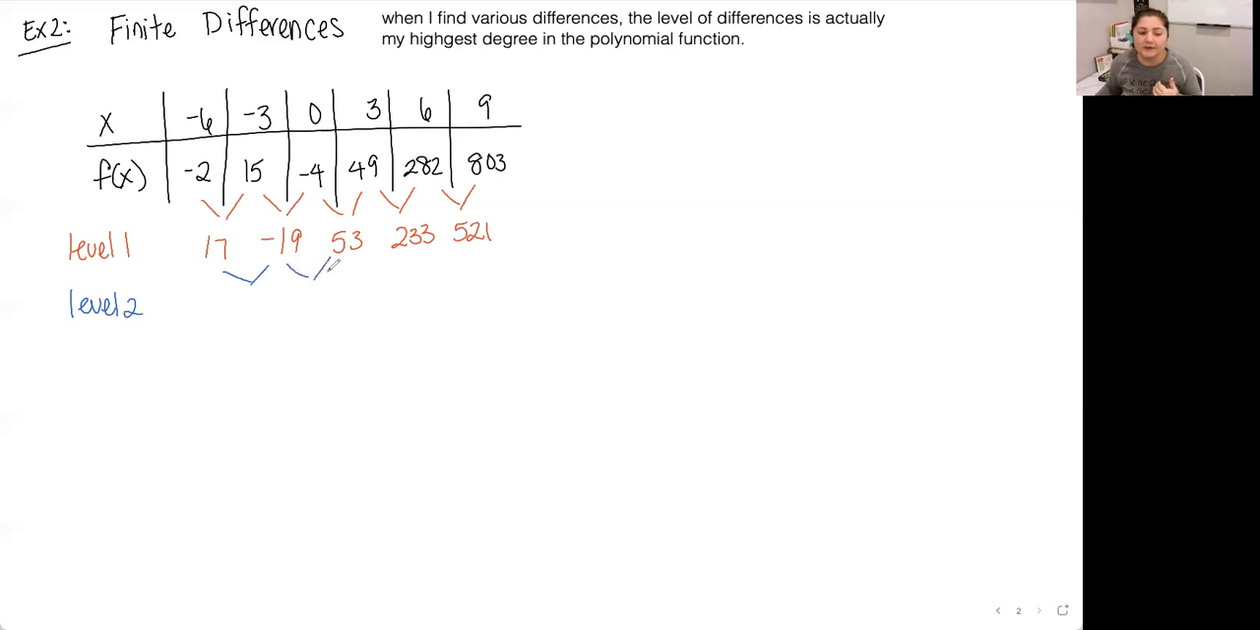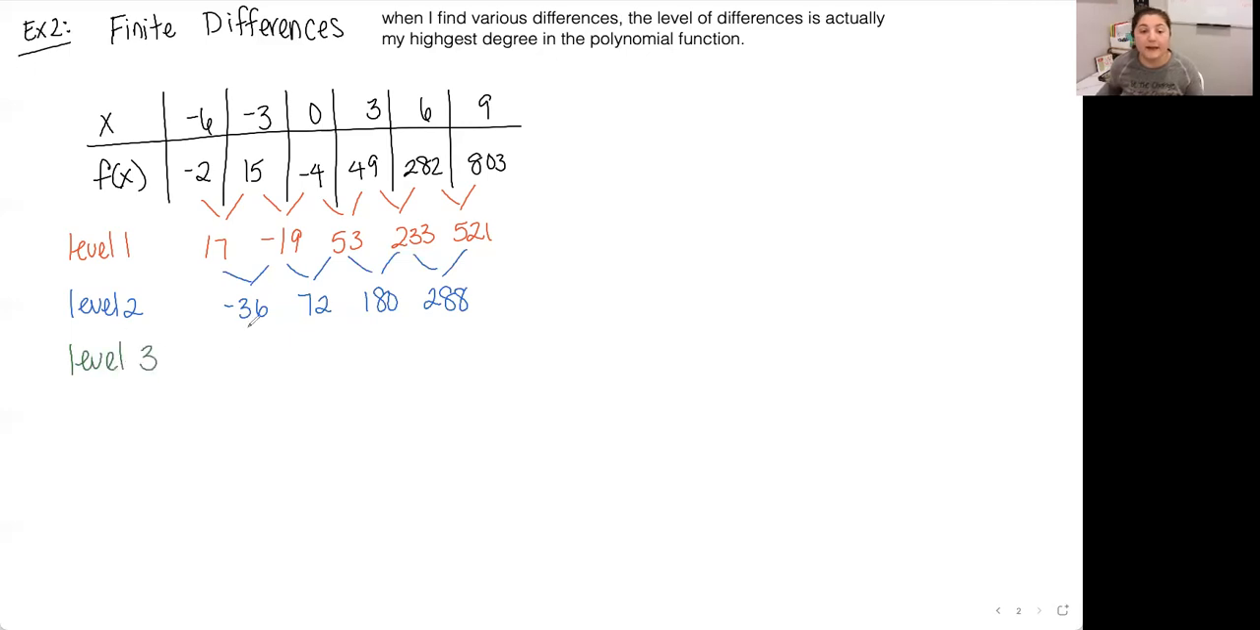So let's find the differences for level 2. In this case, it's negative 36, 72, 180, and then 288. Now again, they're not the same. If they were the same, let's say we would constantly subtract 36, that means my polynomial function would be x to the second power. Since they're not yet all the same, we need to keep going. We need to take it to the next level, okay? Let me get a green in here.